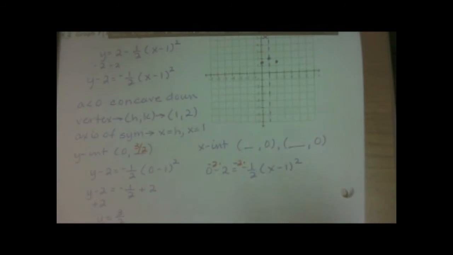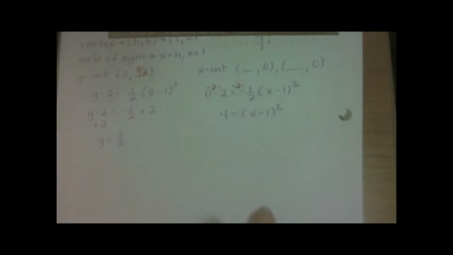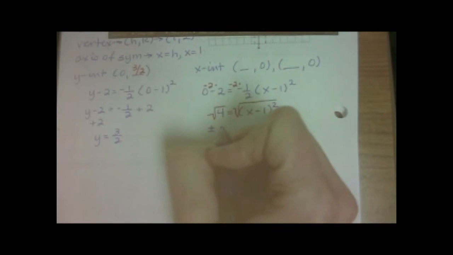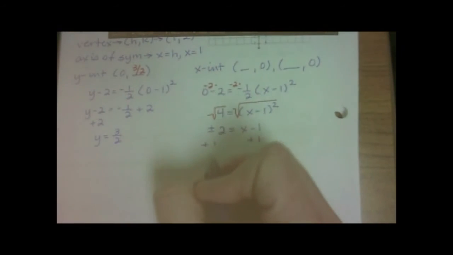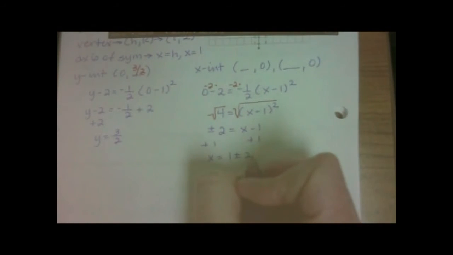And here's what I've got: 4 equals x minus 1 quantity squared. Now square root both sides. And this gives me plus or minus 2 equals x minus 1. Add 1 to both sides. So I have x equals 1 plus or minus 2.